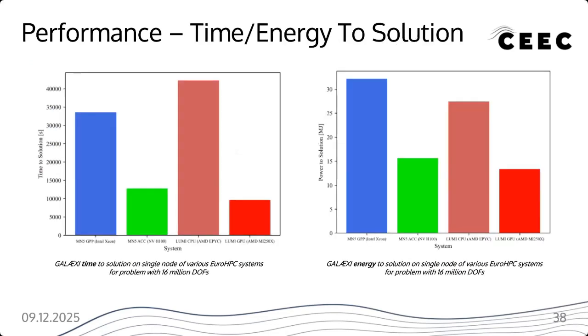From a time to solution and energy to solution perspective, if we compare node to node, we have MareNostrum, so MN5 in Barcelona in Spain, and then Lumi in Finland. Our time to solution on one node for a problem with 16 million degrees of freedom is somewhere between 3 to 4 times as fast on the GPU, and we accomplished that in roughly half the energy consumption. So that's something we love to see because we get our results faster. It's something that everybody loves to see because we're more efficient and we're using less energy, which is great for everybody. Okay, so that's GALÆXI.